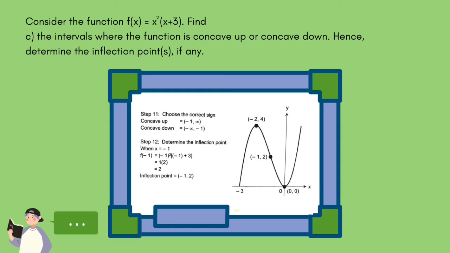Okay, so the last step is step 6, where we want to find and determine the inflection point. So when x is equal to negative 1, we substitute that x value in the equation. So the inflection point is negative 1, 2. So this is the graph showing the inflection point.